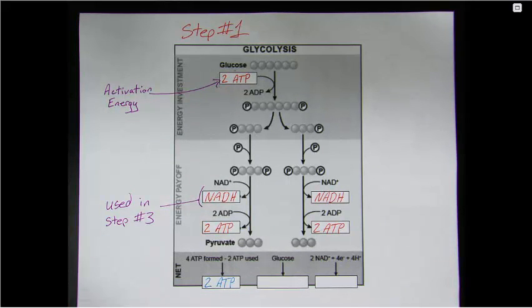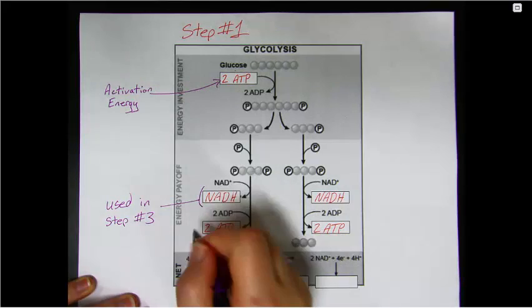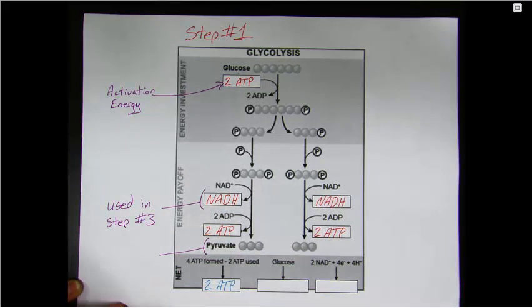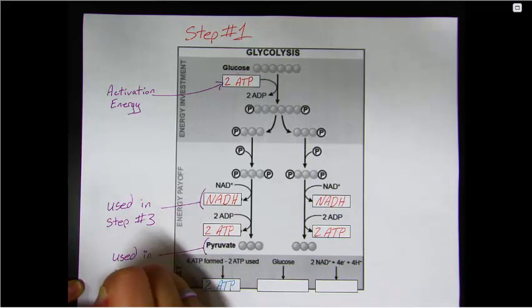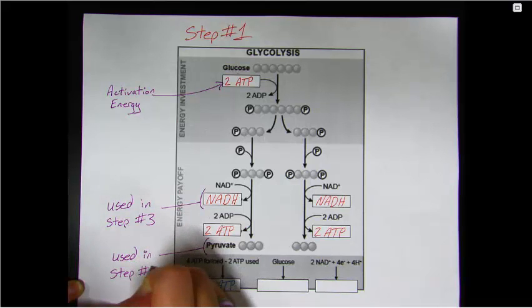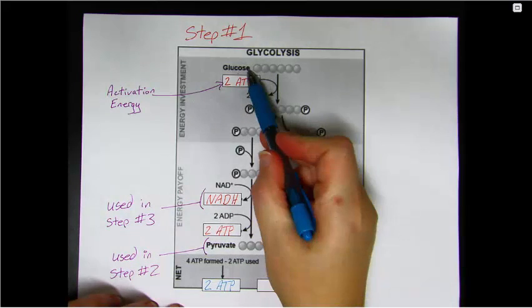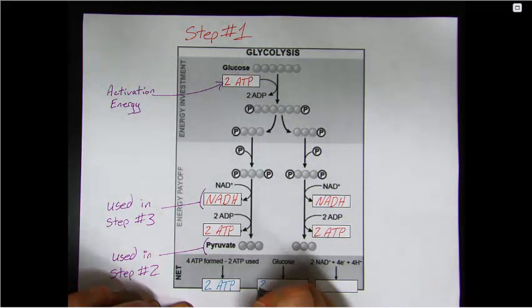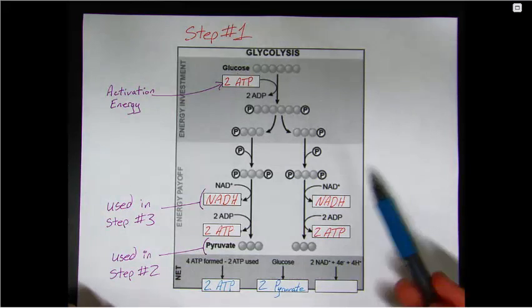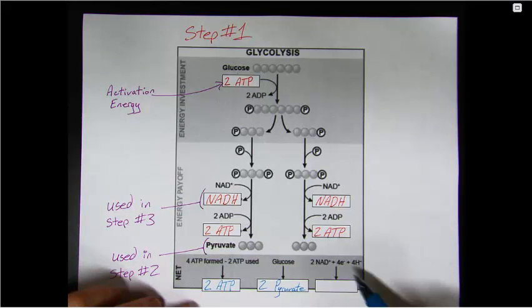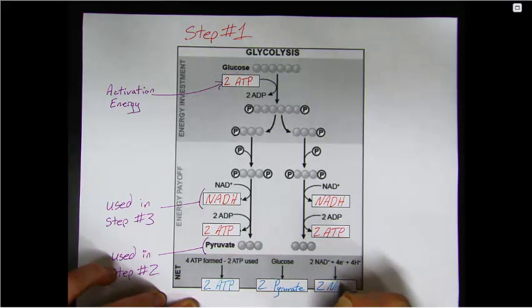Now if we look at our glucose, we started with glucose, we split it in half, and now we have this pyruvate. That pyruvate is going to be used in step number 2. So we started with glucose at the top, we ended with 2-pyruvic acid or pyruvate. We also started with 2 NAD+ and a bunch of electrons and hydrogen, and at the end those joined together to produce 2 NADH.